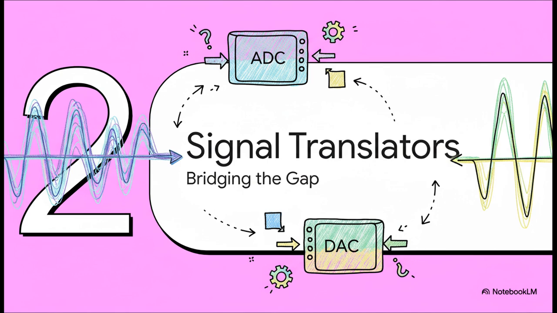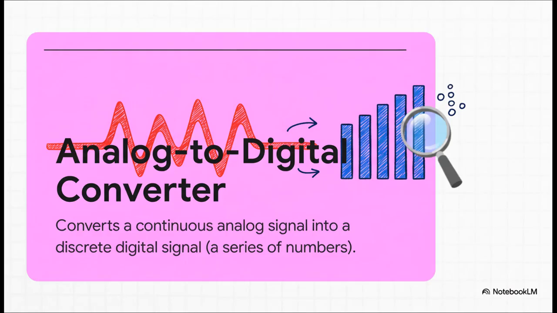So how do we bridge this gap? How do we get the noisy, kind of messy analog world to talk cleanly with the super precise digital world? Well, we use two incredibly important devices that act as our translators. First up, we have the analog to digital converter, or ADC for short. Its entire job is to listen to that analog signal from the real world, like your voice hitting a microphone, and translate it into the only language a computer speaks, a series of numbers, or bits.